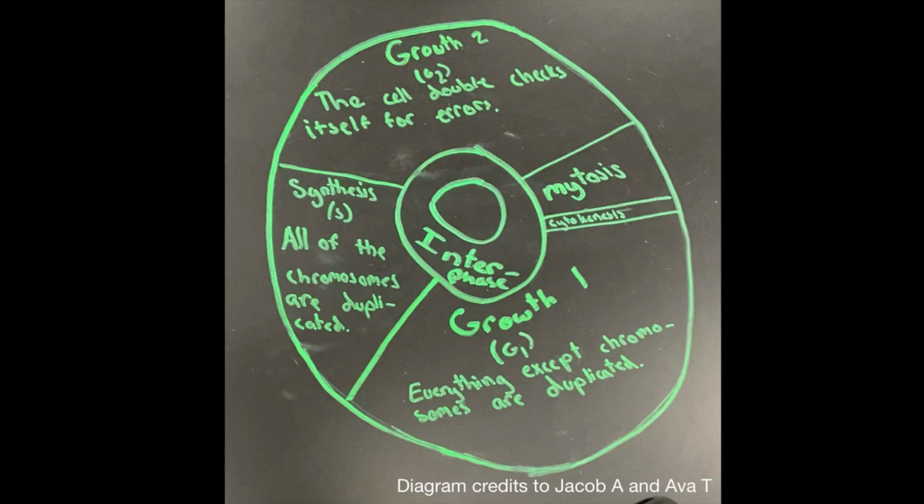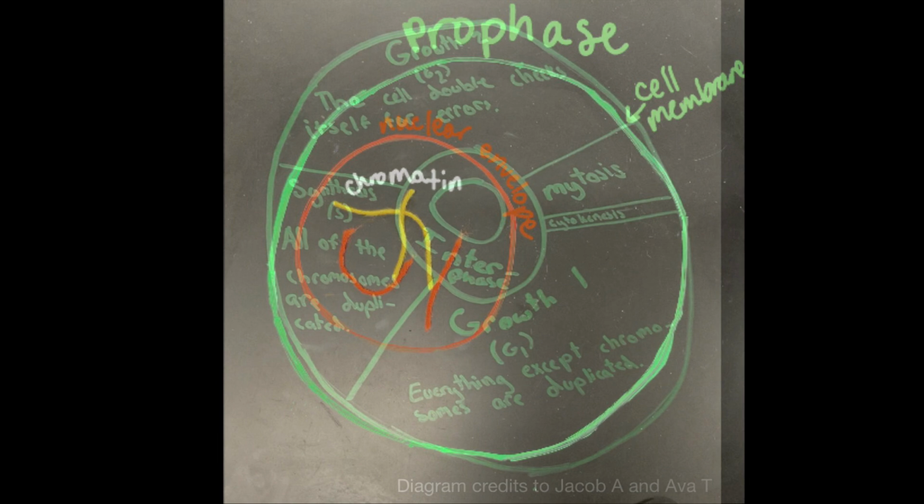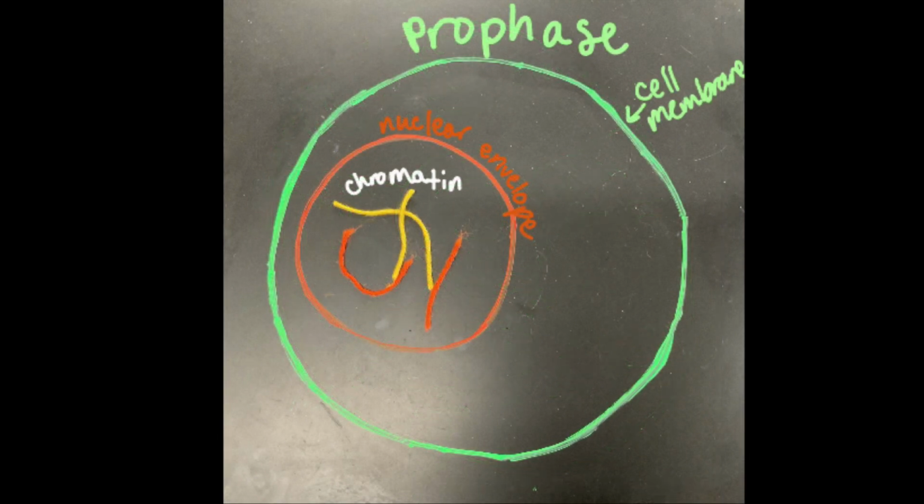Let's take a closer look at the different stages of mitosis. This is prophase, the first stage of mitosis. This cell looks very similar to a cell in interphase.